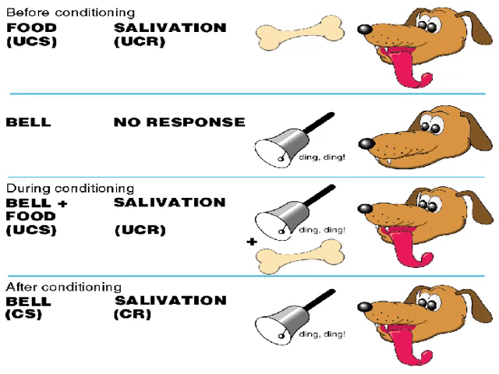Before conditioning, food, the unconditioned stimulus, equals salivation, the unconditioned response. Bell, no response, has no clue. The bell plus food equals the unconditioned response. Salivation, unconditioned response. After conditioning, the bell is now the conditioned stimulus. Salivation is now the conditioned response. The dog has learned that when it hears the bell, it will get food.